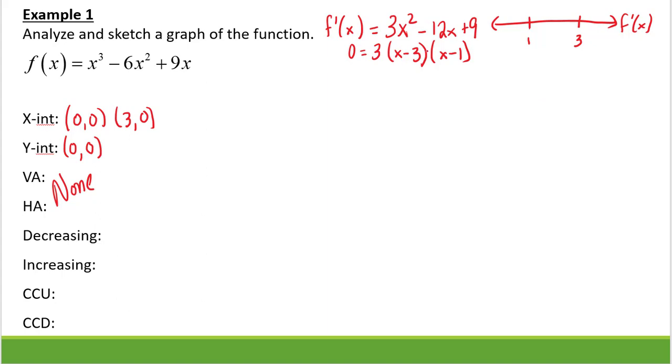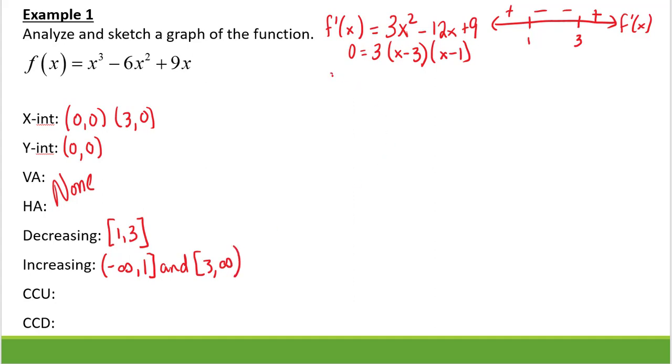So this is positive, negative, positive. And so I'm decreasing from 1 to 3. Remember, those are inclusive. We're increasing from negative infinity to 1 and from 3 to infinity.